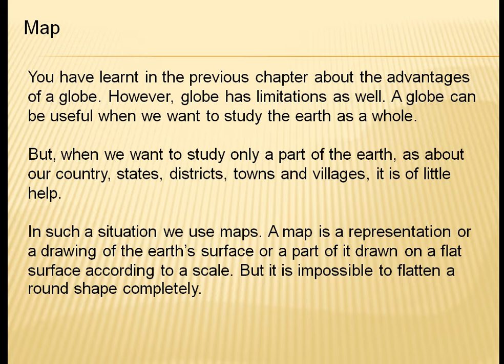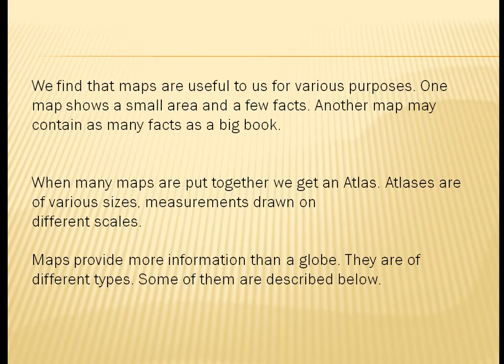And what is a map? A map is a representation or a drawing of the earth's surface or a part of it, drawn on a flat surface according to a scale. But it is impossible to flatten a round shape completely. We find that maps are very useful to us for various purposes. One map shows a small area and few facts. Another map may contain as many facts as a big book. When many maps are put together, we get an atlas.